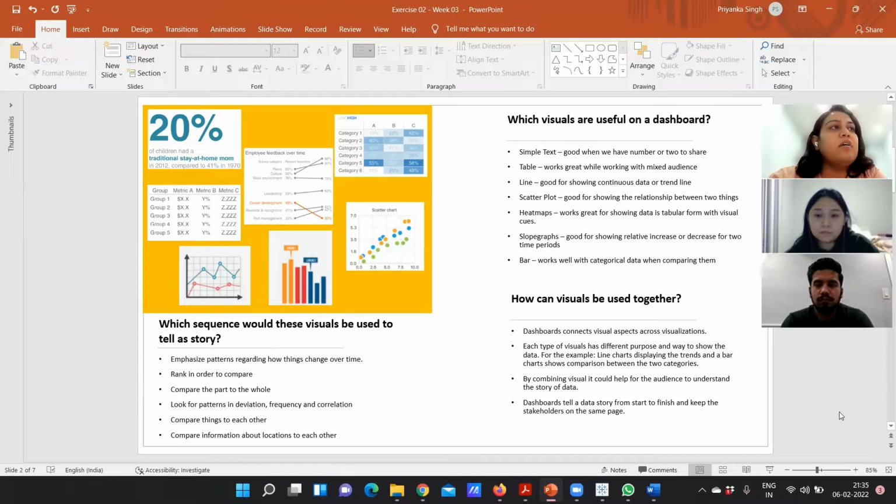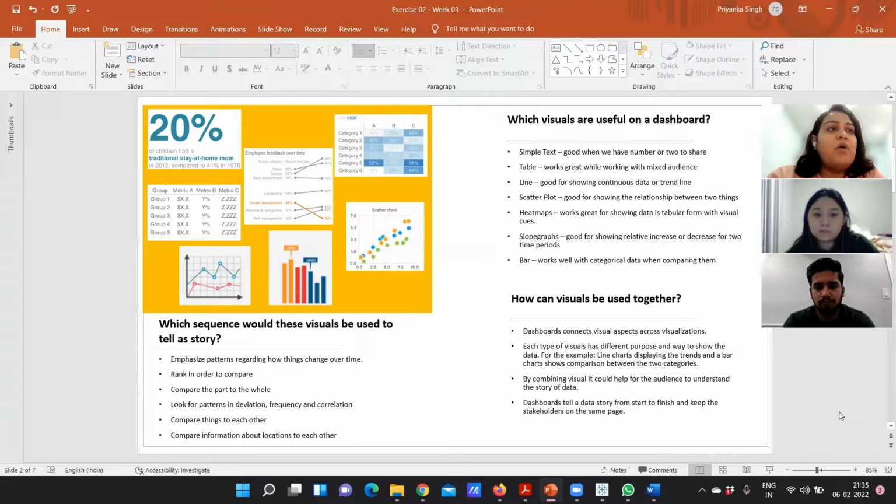Heat maps are useful to show tabular data, but in terms of visual cues, so that you can see the more color portions depict more emphasis. Then slope graph, it's good for showing relative increase or relative decrease for two time periods, if the thing is increasing or decreasing. And the bar works well with categorical data or when the comparison is done between the categories.